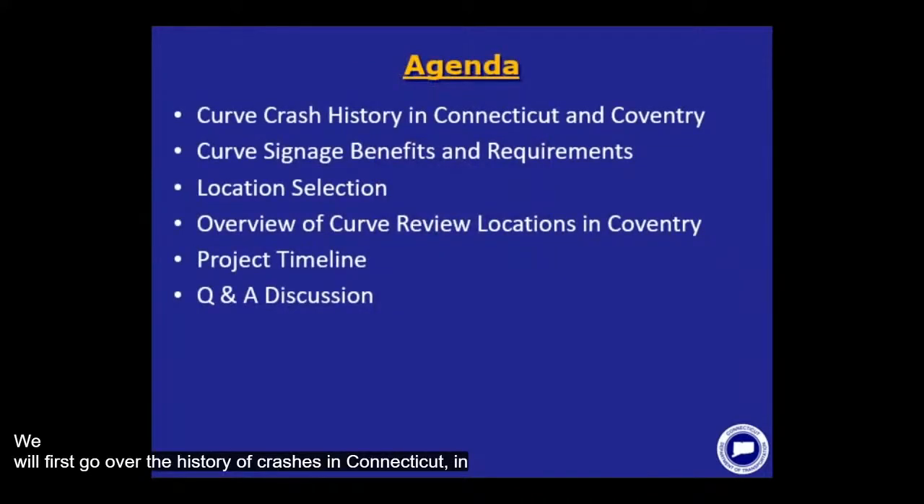We will first go over the history of crashes in Connecticut and Coventry over the past 3 years, from 2017 to 2019, as well as the history of crashes on curves over that same time period. Then we will go over the safety benefits of curve signage, as well as the criteria for determining how many signs a curve should receive. We'll also cover how we selected certain curve locations to review under this project.